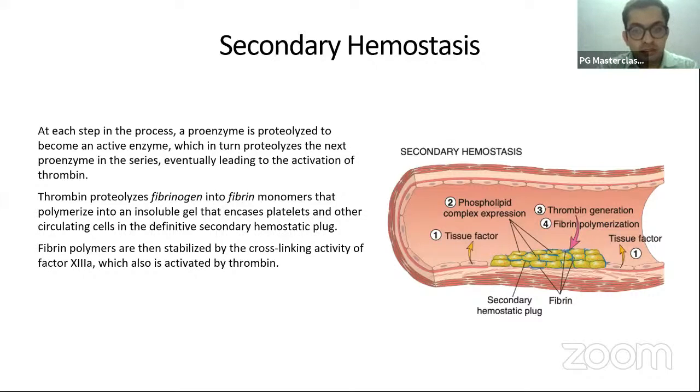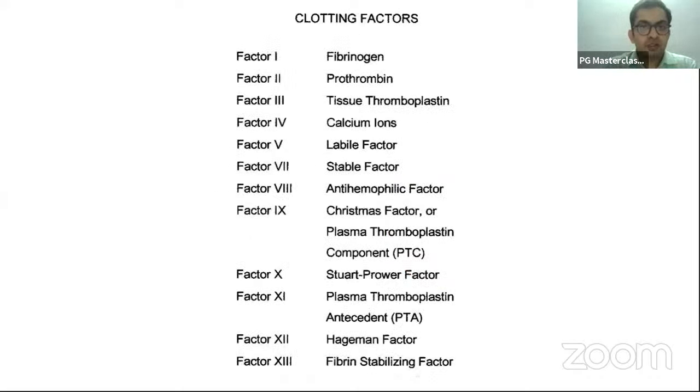And the last factor which plays an important role is factor 13A, which causes the stabilization of fibrin by cross-linking them with each other. For even that, thrombin is needed for activation of factor 13 to factor 13A. Now, these are all the major 13 factors at a glance, of which factor 1 is fibrinogen, which forms the main plug at the end after getting converted into fibrin by thrombin. Factor 2 is prothrombin, which is converted into thrombin by the action of factor 10, Stuart-Prower factor.